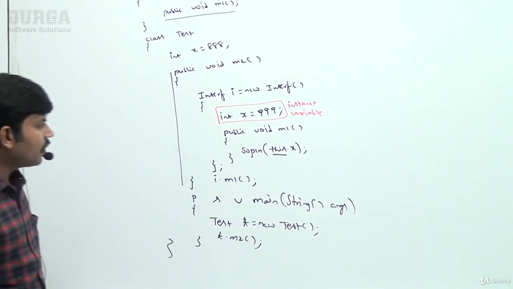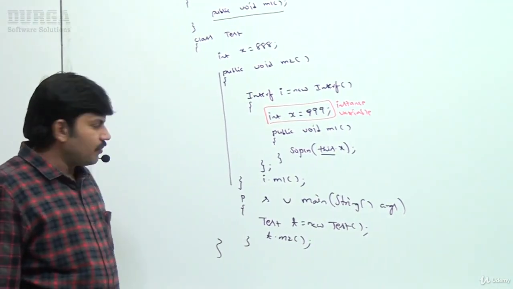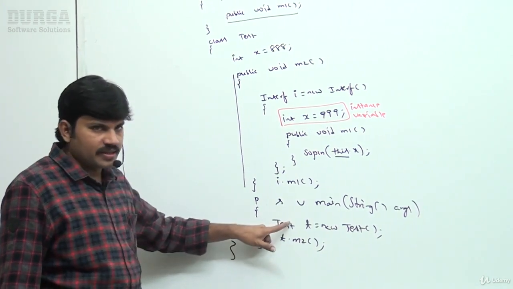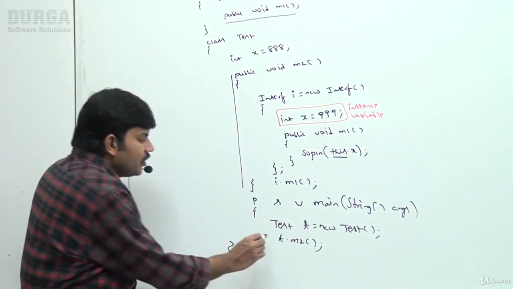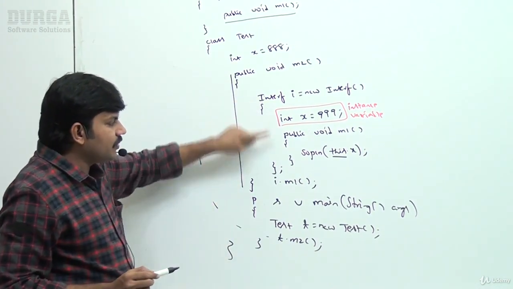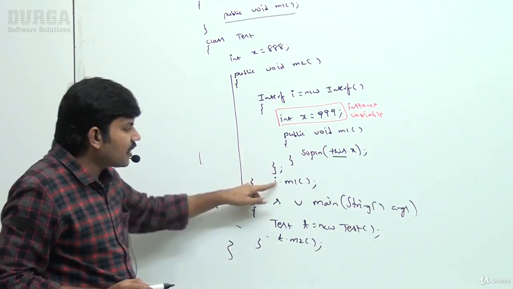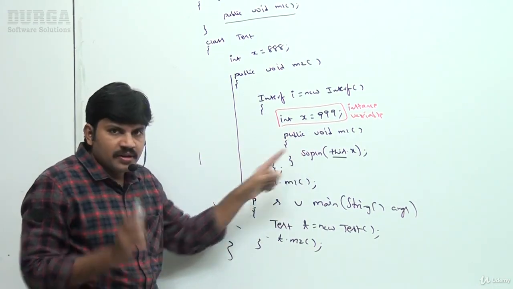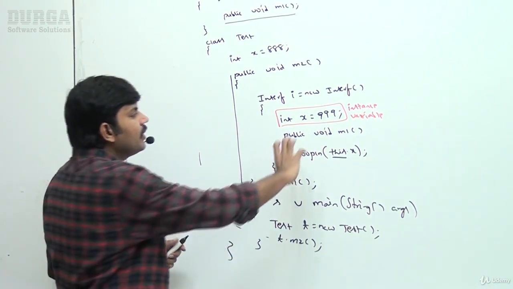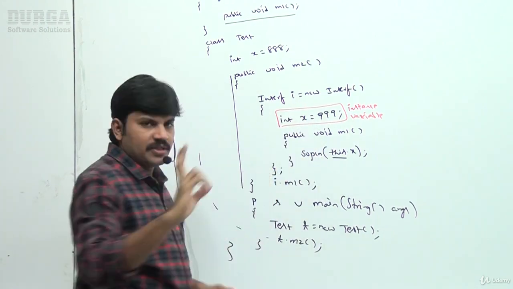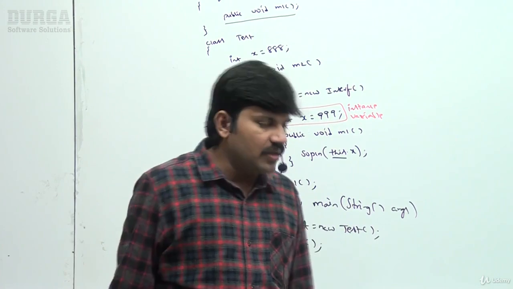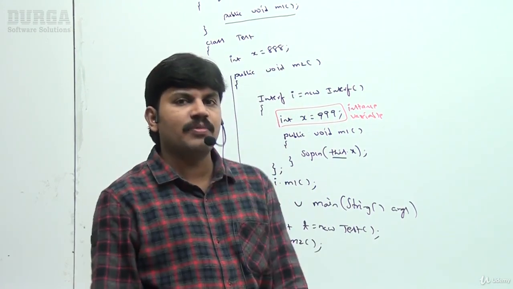Now take very special care about this. Main method started. I'm creating the Test object and then calling the m2 method. Now the control comes to m2. Inside m2, the anonymous inner class is created and I'm calling the I.m1 method. The important conclusion you should be aware of: inside an anonymous inner class, is it possible to declare instance variables or not? Yes, why not? It's just like a normal class only.